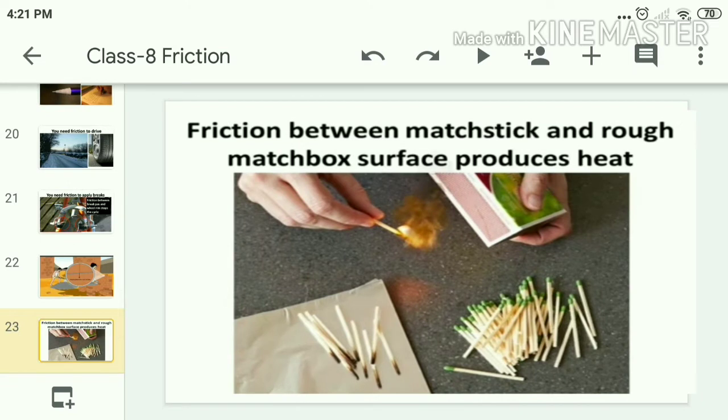And how can you light a matchstick without rubbing it on a surface? Can you light it? No. Why? Because of the rough surface on the side of the matchbox. When you strike the matchstick over it, friction develops between the two surfaces, which makes the matchstick burn and produce heat. Without friction, you are not able to strike a matchstick.